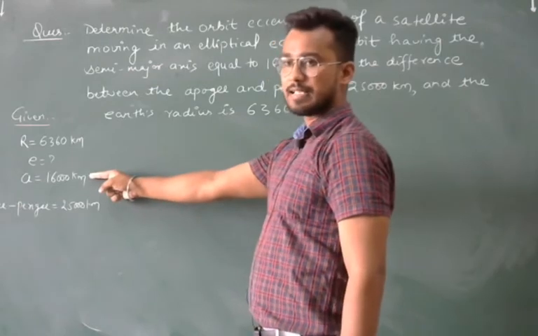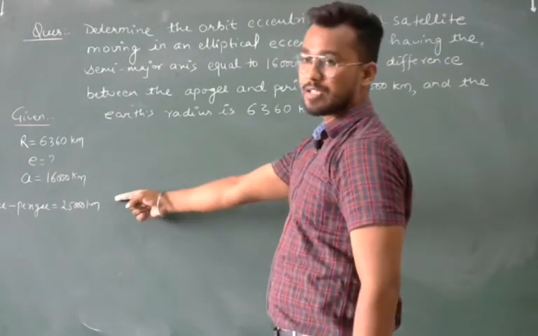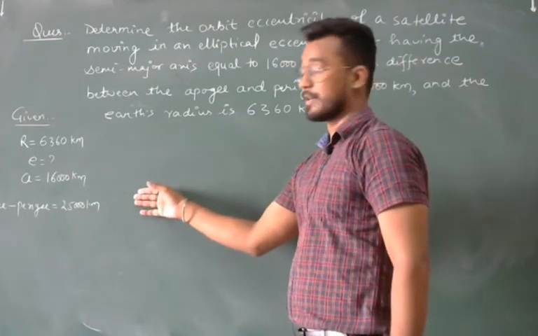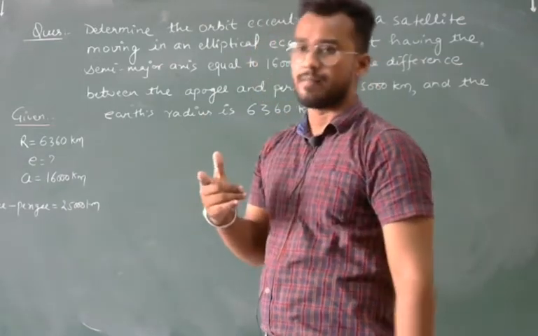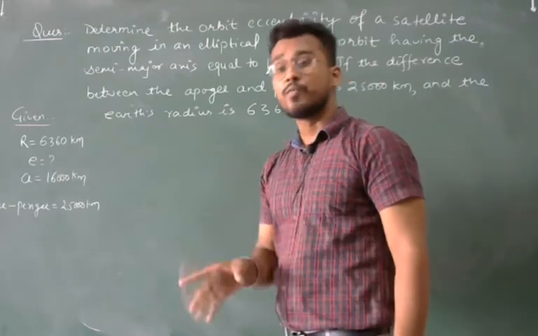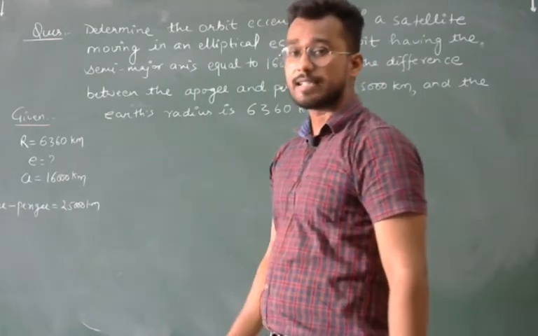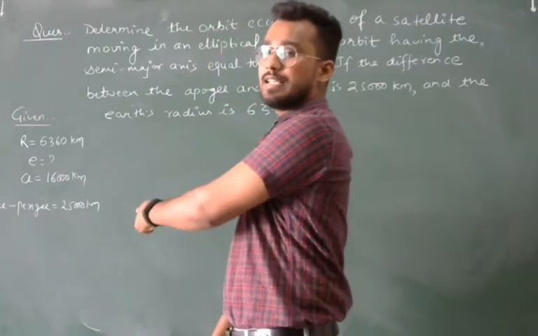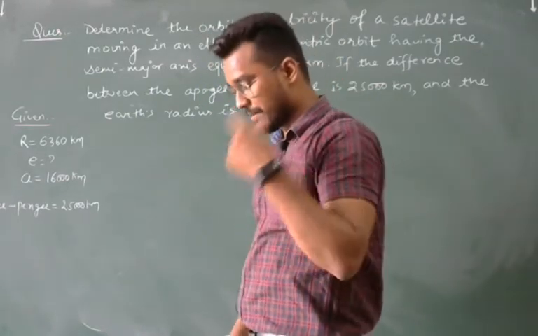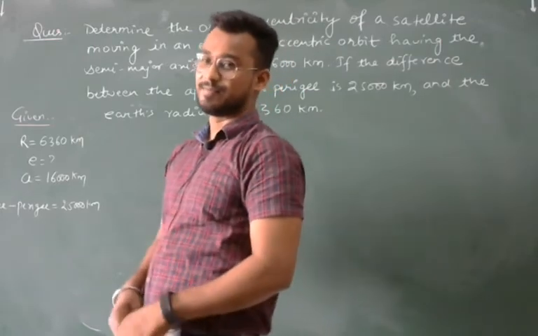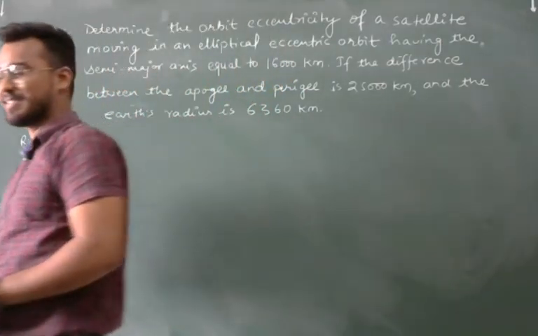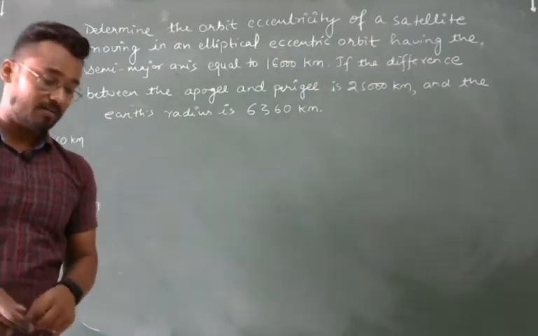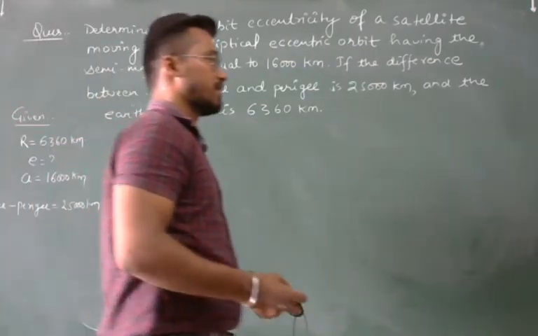A is given as 16,000 kilometer, and the difference between apogee and perigee is given to you as 25,000 kilometer. So you have to remember the relationship through which you can get the value of E, the eccentricity of that moving satellite, with the help of these given data. Just think about it. Otherwise I am here for you always, 24/7. After that, we will solve the numerical.